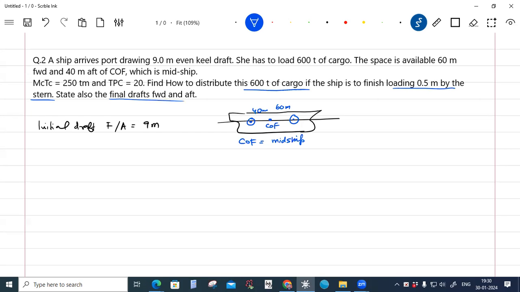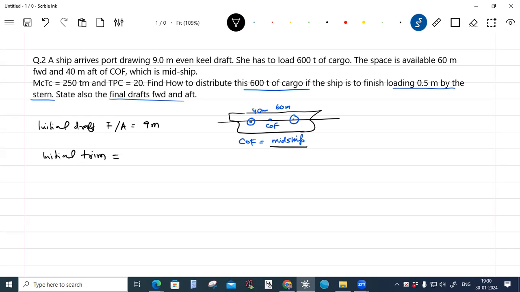Good question. I like this kind of question, because here you may think that there is no length given. Honestly, you need to have length, but in this case, since COF is at midship, there is no need of length. All right, so let's talk about initial trim.